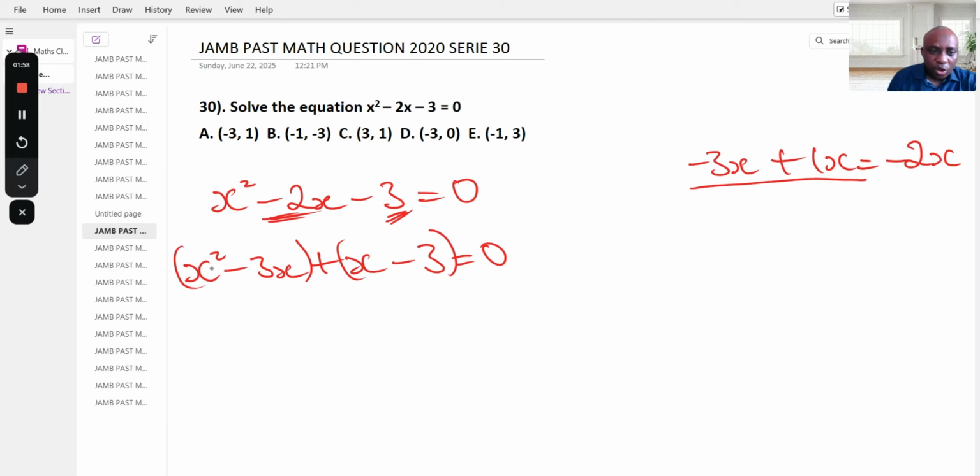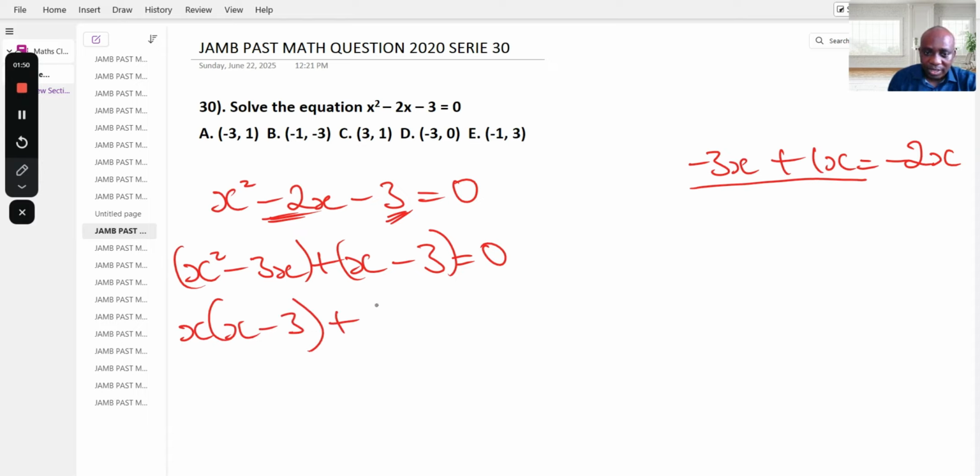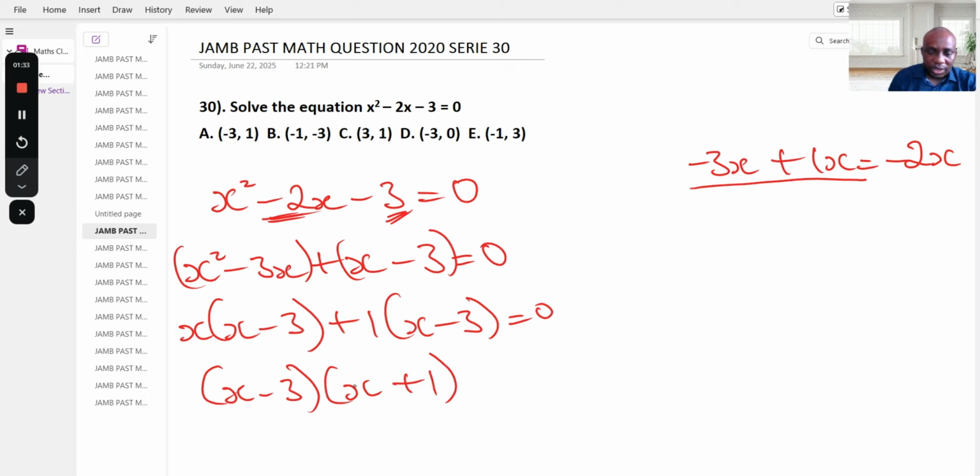What is the common factor here? It's x. This one remains 1x, this one remains 3. What is the common factor here? If you see that there's nothing, you just say 1. You repeat the same number there, equals 0. Just pick 1 out of it: x minus 3, bracket, what you use to factorize, which is x plus 1. This is our final answer. No, not our final answer. We still need to proceed.